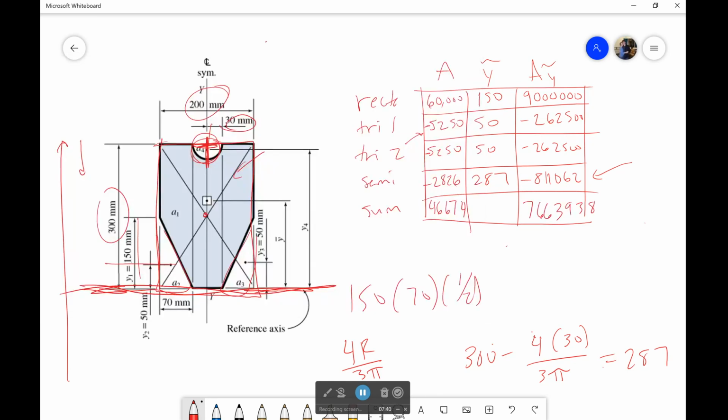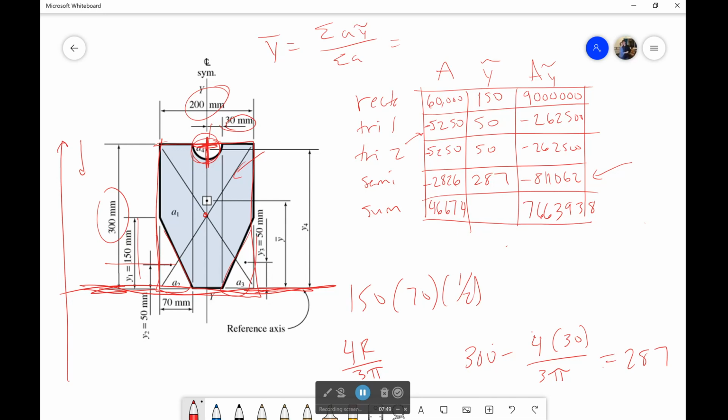simply y bar is equal to the sum of the individual areas times their centroid over the sum of the area. And I have both of those now. So it's going to be 7,663,938 all over 46,674. And if you're wondering what the units are, this will be millimeters cubed here on the top and millimeters squared on the bottom, because it's going to cancel to give us just millimeters, because it's just a distance.